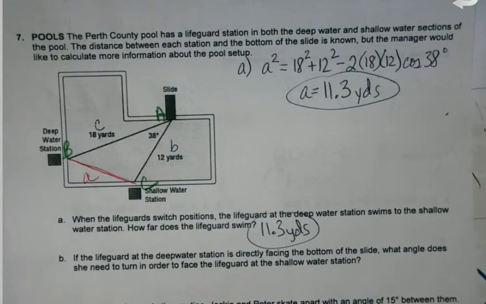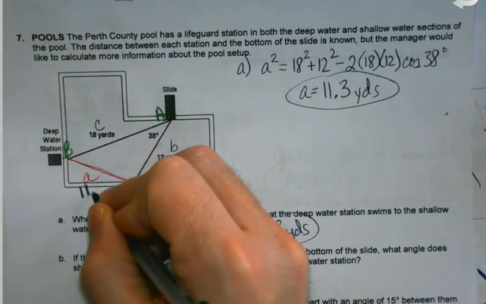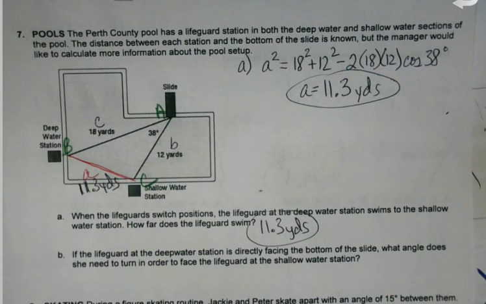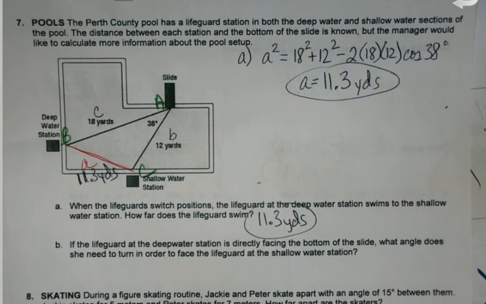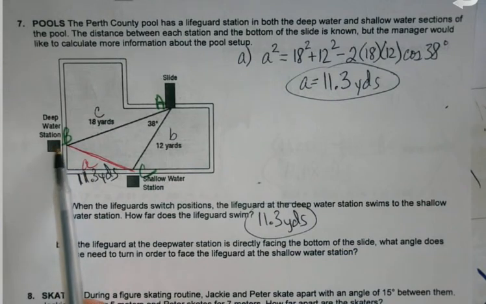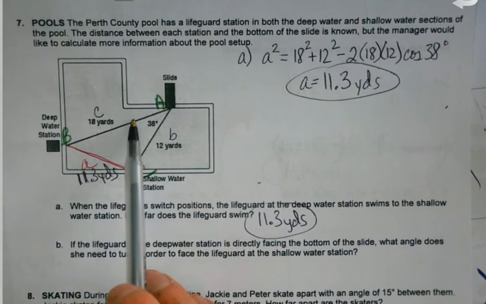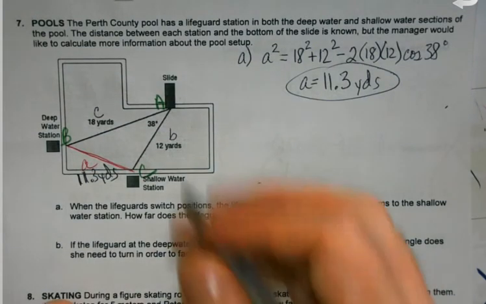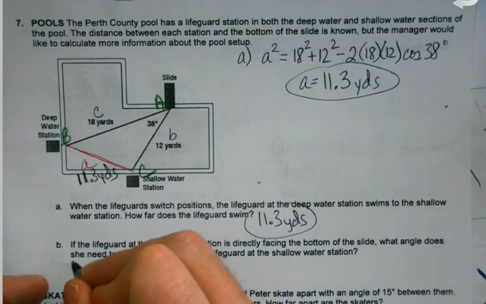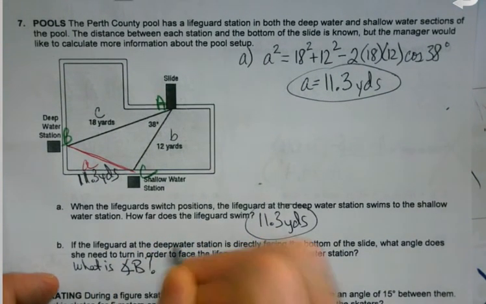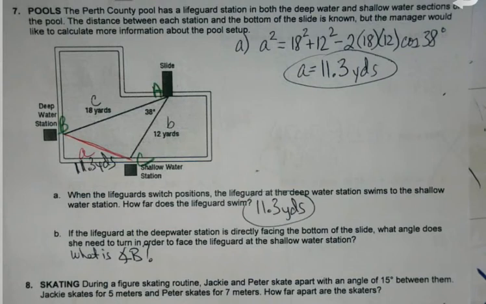So I'm like, okay, we got that part taken care of. Let's see what else the manager wants to know. If the lifeguard at the deep water station is directly facing the bottom of the slide, what angle does she need to turn in order to face the lifeguard at the shallow water station? In other words, in our case, what's angle B?